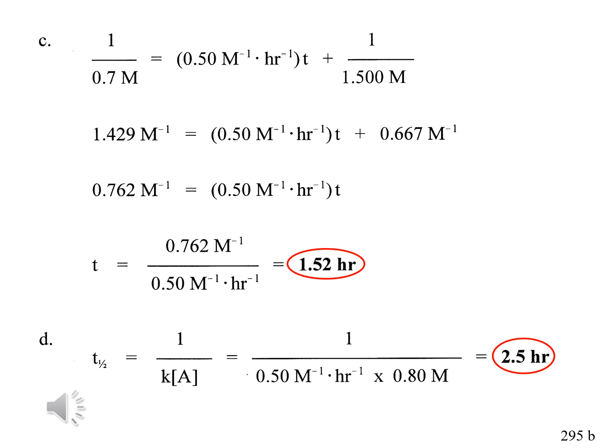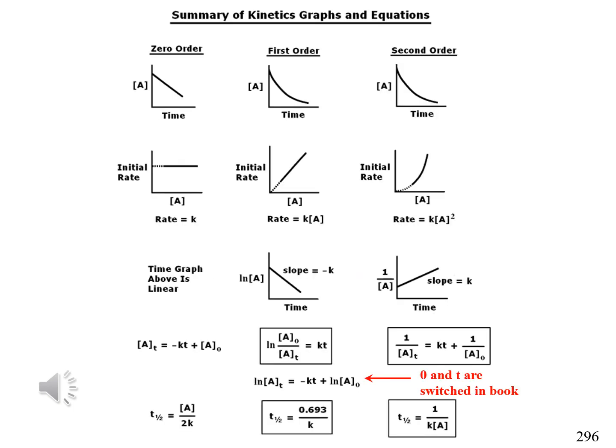If you start at 0.8, you go down to 0.4 in 2.5 hours. But if you started with 0.4, it would not take 2.5 hours to go to 0.2, which is half, because the half-life keeps changing.